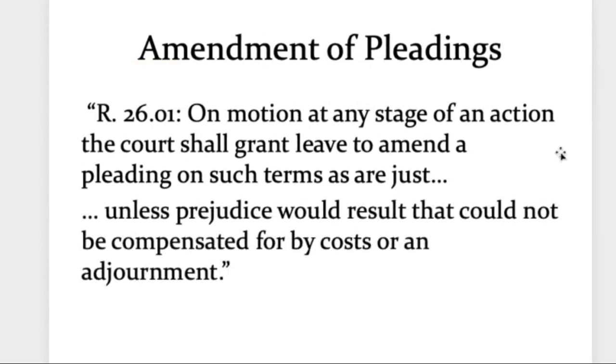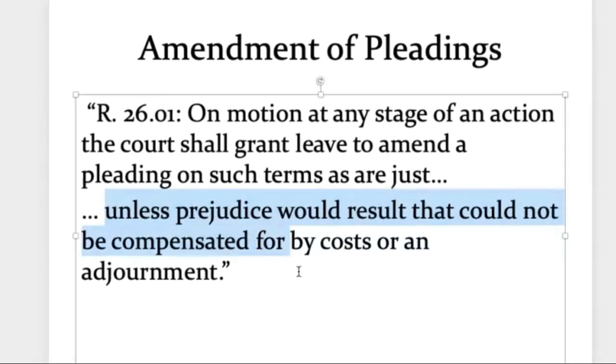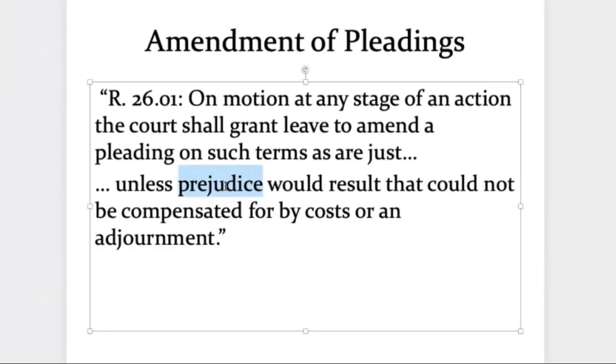Rule 26.01: you can amend your pleadings on motion at any stage of an action on such terms as are just, unless prejudice would result that could not be compensated for by costs or an adjournment. So prejudice is an unfair disadvantage to another party, right? That unfair disadvantage could be a loss of money, it could be a loss of time, it could be a loss of the opportunity to present your case and be heard fairly.